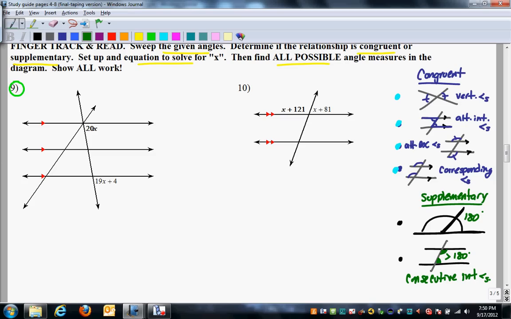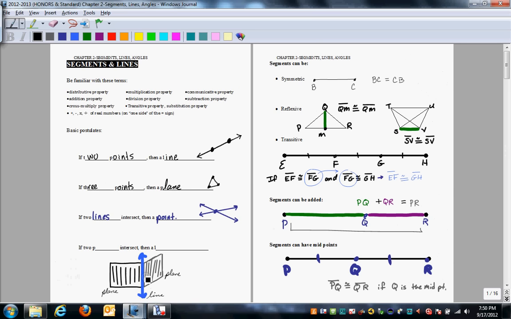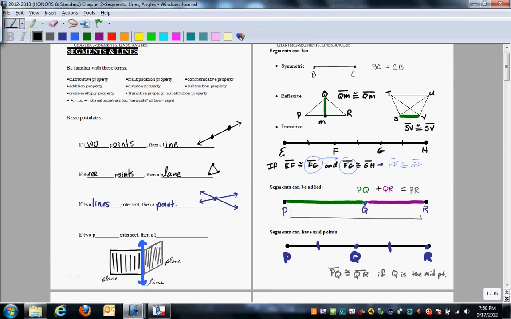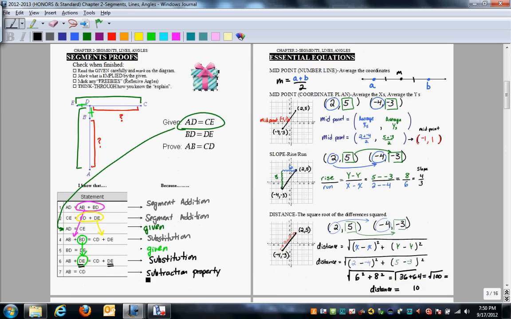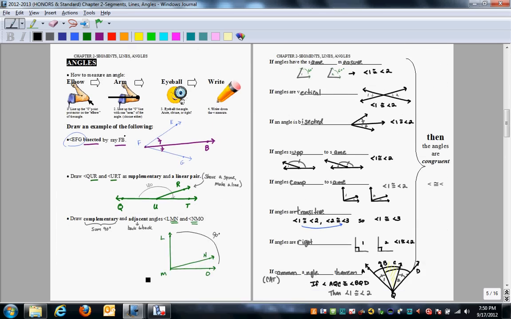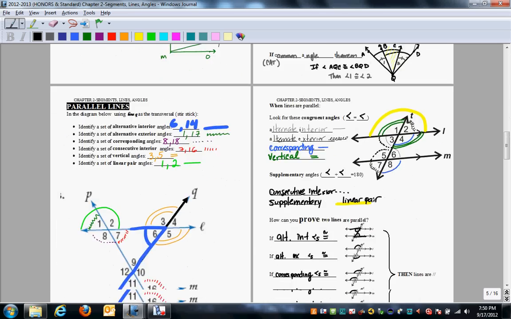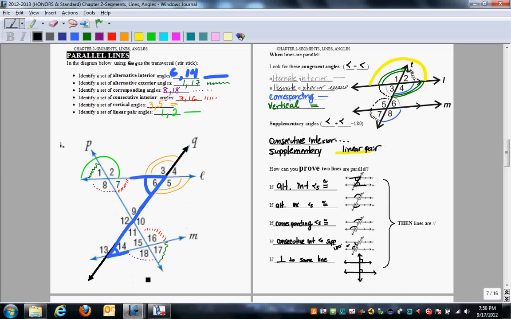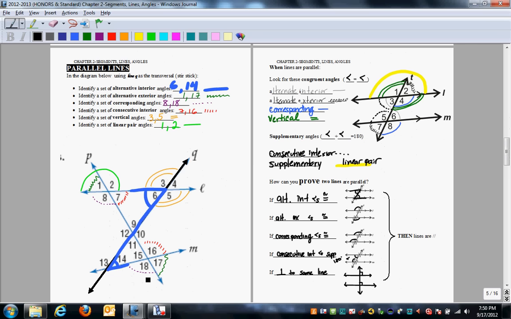Now, these angles are summarized in your geometry reference book, Unit 2. You might want to take a look. Unit 2, this is your geometry reference book. I highly recommend you take a very close look at these 2 pages. What I just summarized is found right here on this page.